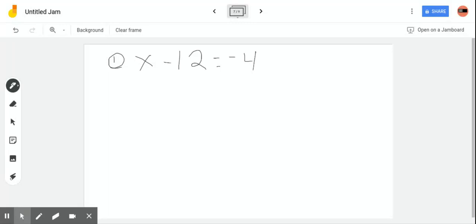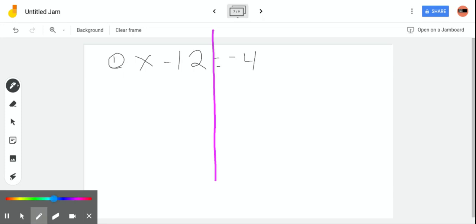We're going to do some one-step equations today. And if you watched the first video, you know we like to start off with splitting and really seeing what is on one side of the equation and the other side of the equation.